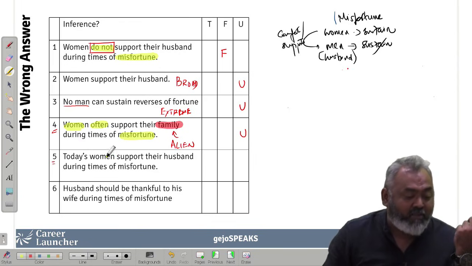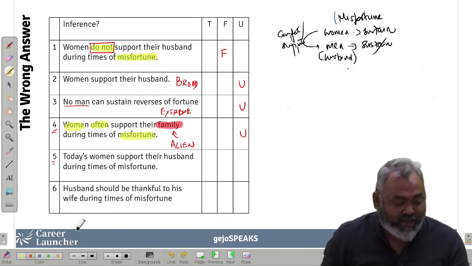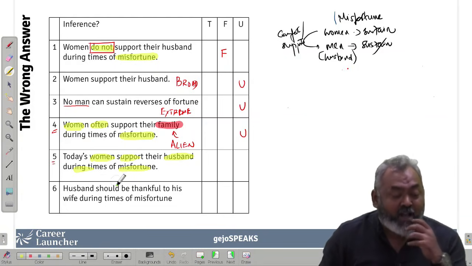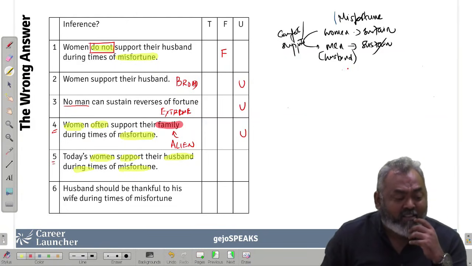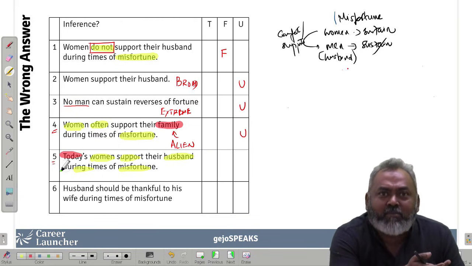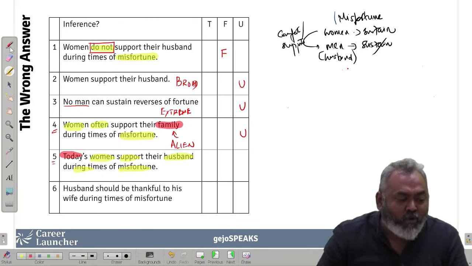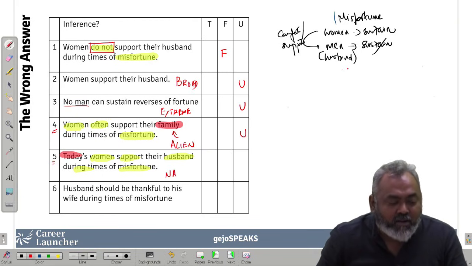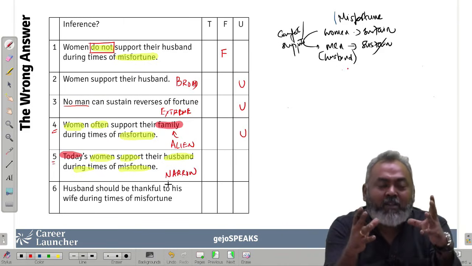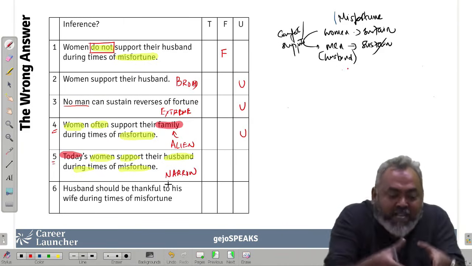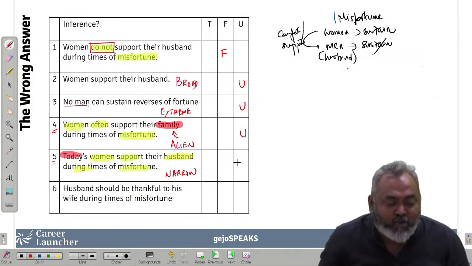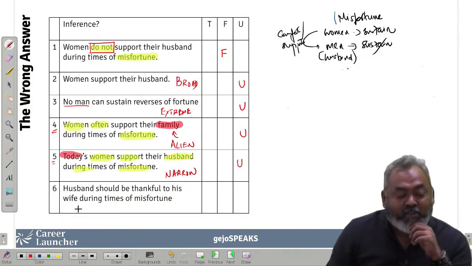Okay, we have women supporting their husband during times of misfortune. And you say, where did this come from? Today's women, where did that come from? So that is narrowing the context that is given. Today's women, Western women, Indian women, not mentioned. This is also uncertain. And you have the 6th one.